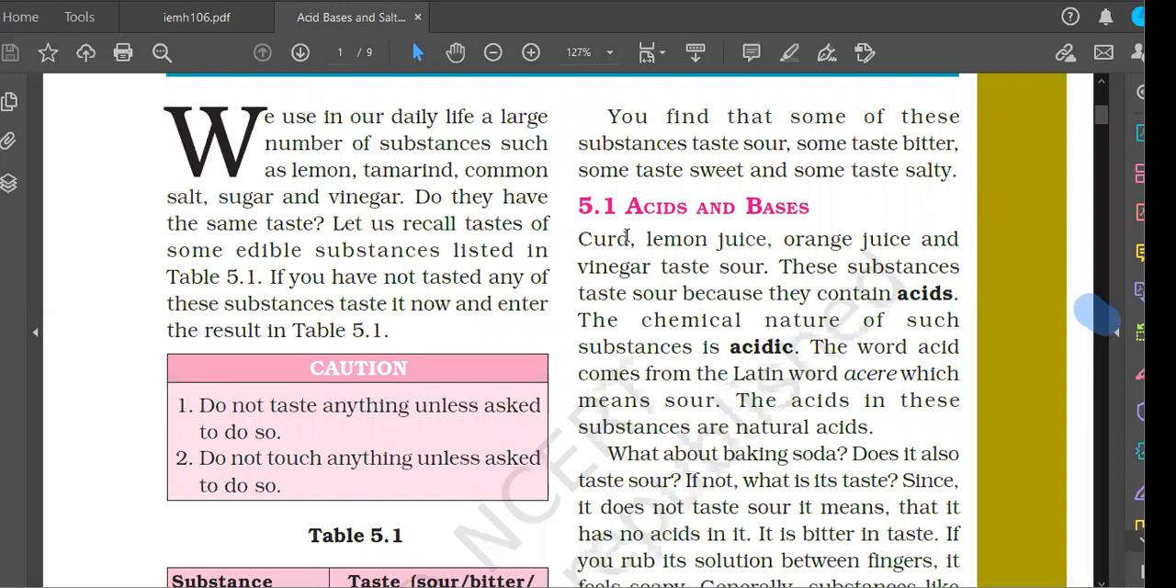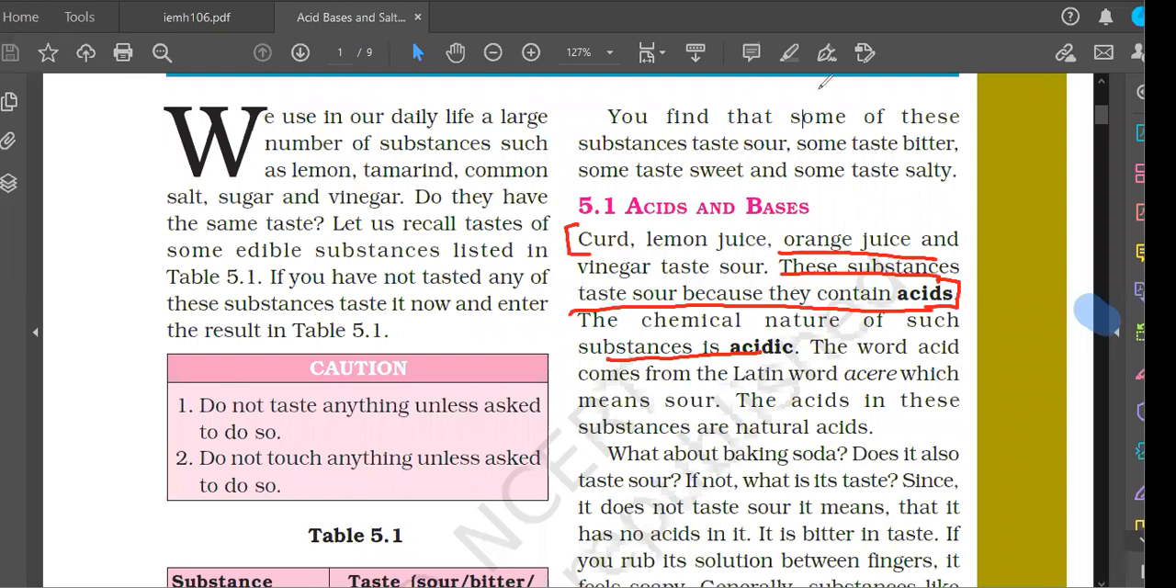So according to your syllabus, substances which are sour in taste are your acids. But it is not always true. It is the property of acid. Means if you are saying acids are sour in taste, then that's true. So you can say that acids are substances which taste sour. Any issue in this? Anyone?